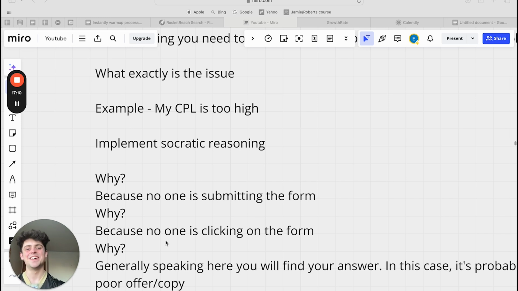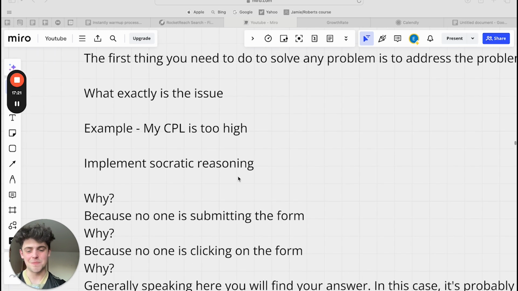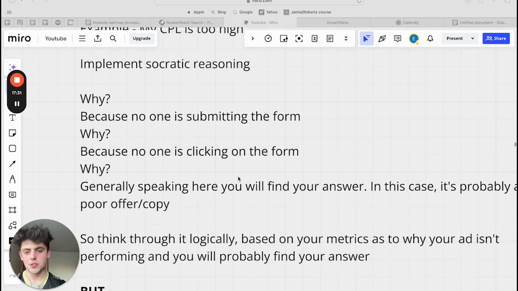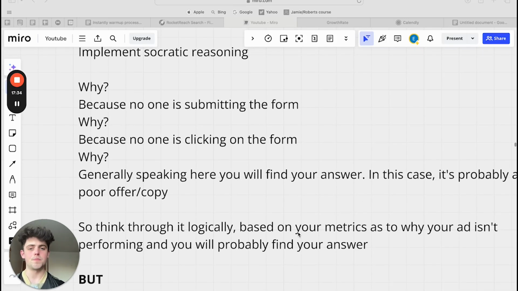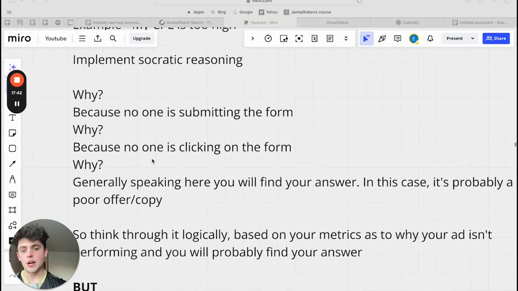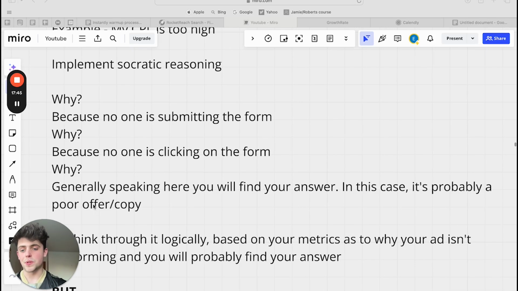I'm not saying that you're an idiot, but that's just how it goes. If you're sitting there thinking, oh wait, that actually is me, then yeah, I don't mean to be a dickhead, but it's idiot behavior. Always put in the work, understand who you're trying to work with here. Use the right bait for the right fish. And if you can't do that, then what are you doing? Just think it through logically, man. Based on your metrics, think through why your ad isn't performing, and generally you will find an answer. Like I said, you can have here, nobody's clicking on the form. It's probably a poor offer/copy, because obviously you don't understand your target audience.